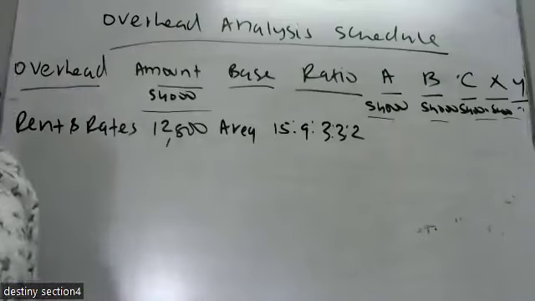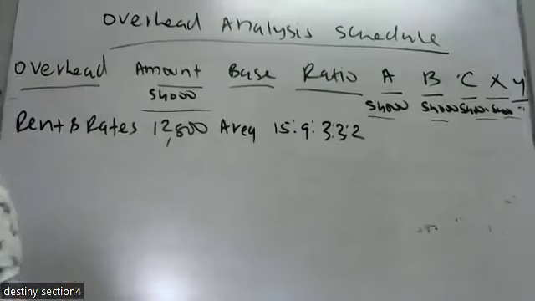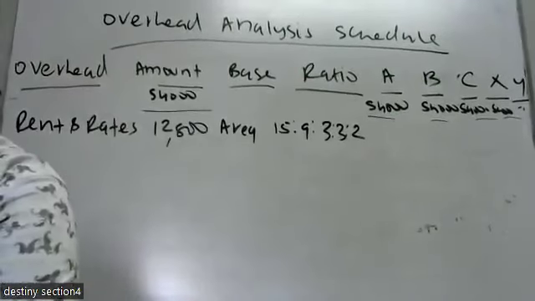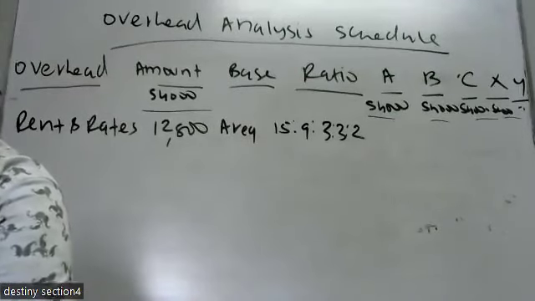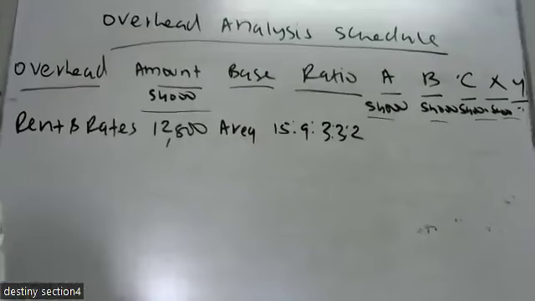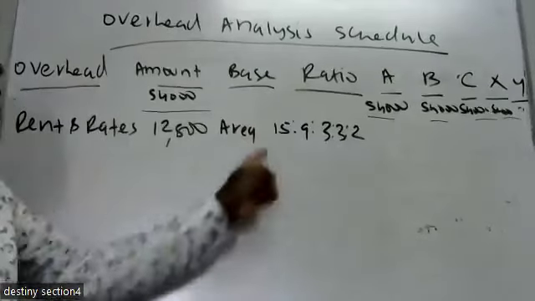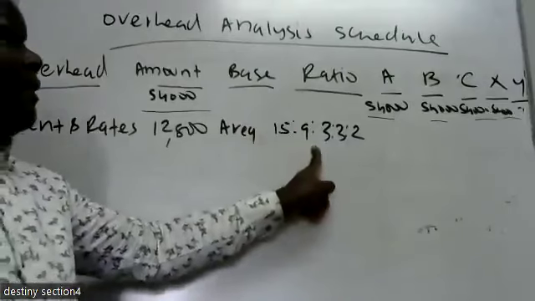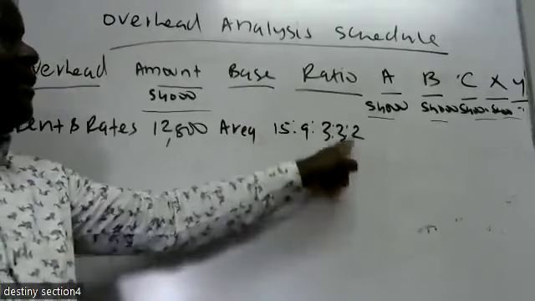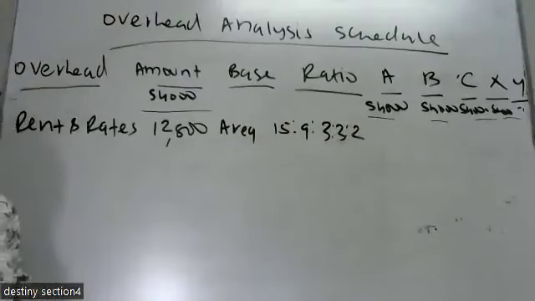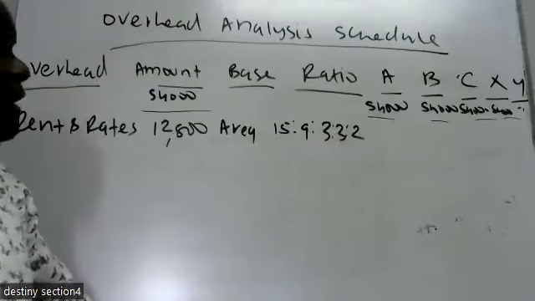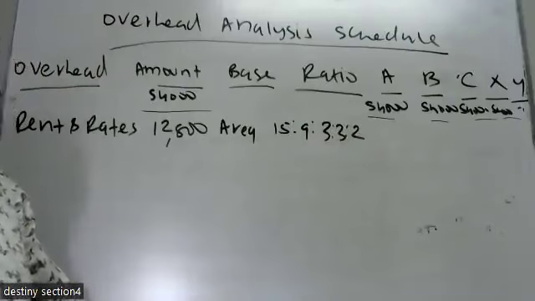So I hope everyone online, it is clear to you on that point. Is it clear to everyone, those who are online? Yeah, so I want you to add them together. Add 15, 9, 3, 3, and also 2. It gives us 32.